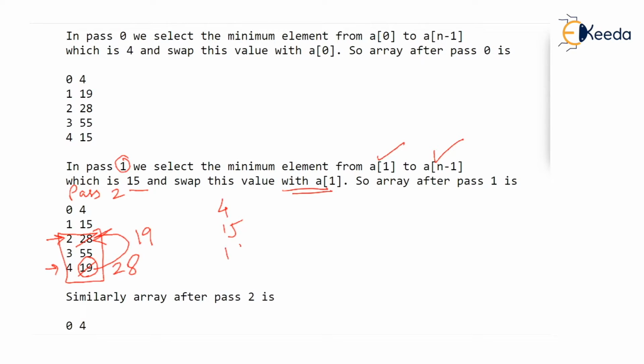Now you just check. These three elements are the three smallest. We should never touch them. And rest of the array, 55 and 28, needs to be sorted. Okay. So this was pass 2.